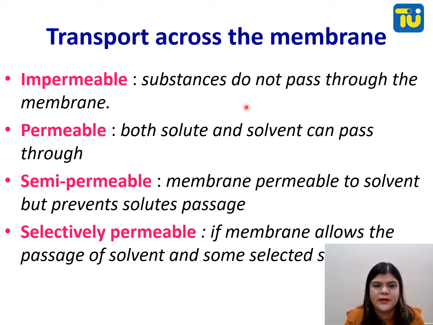Transport across the membrane. Impermeable substances do not pass through the membrane. Permeable, both solute and solvent can pass through. Semi-permeable, membrane permeable to solvent but prevent solutes passage. This is known as semi-permeable membrane. Solvent will be permeable but solute will not be permeable. Selectively permeable, if membrane allows the passage of solvent and some selected solutes.